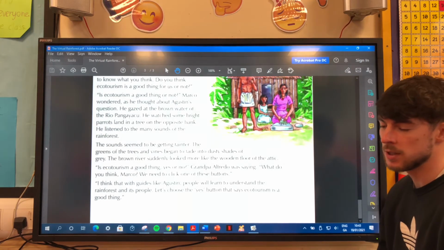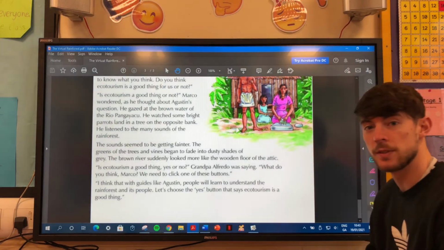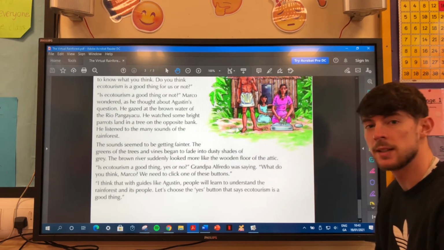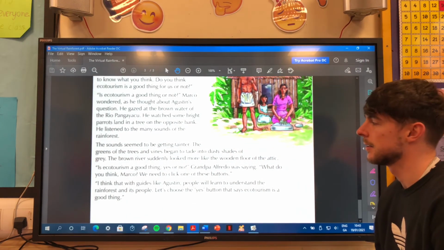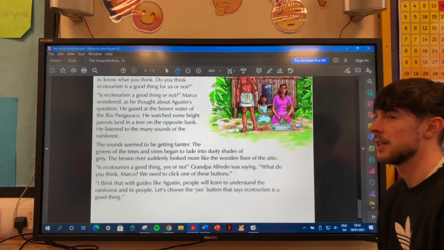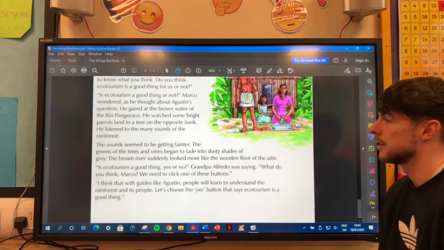So what's a positive of ecotourism? It provides a livelihood for the village people. The villagers get money from people coming and appreciating their way of life. And what's a negative then of ecotourism? Maybe if tourists come and they don't respect their way of life, they may cause a lot of problems.